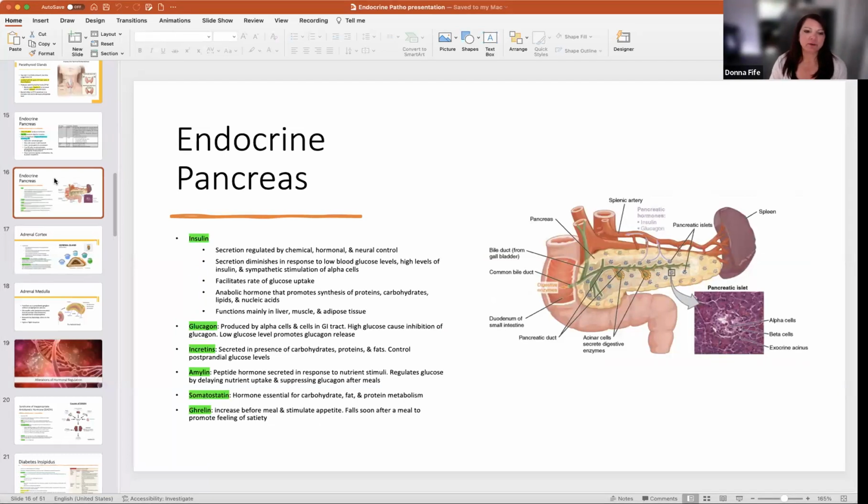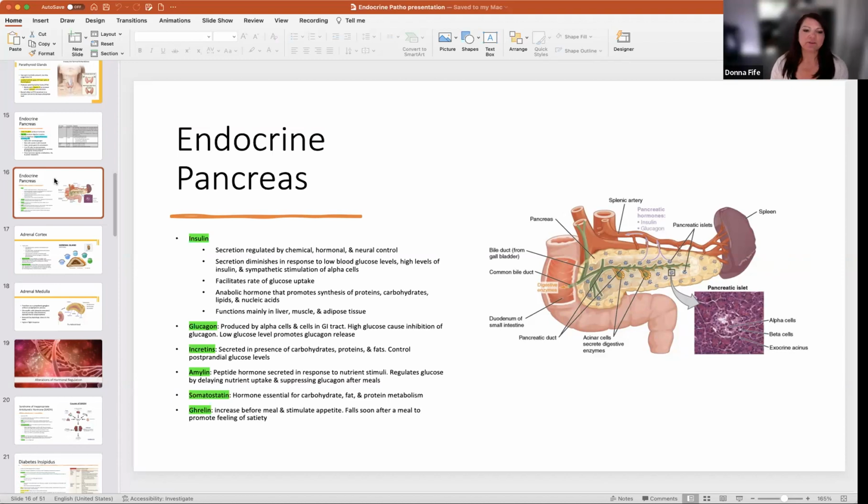Insulin, this secretion is regulated by chemical, hormonal, or neural control. Secretion diminishes in response to low blood glucose levels, high levels of insulin, and sympathetic stimulation of alpha cells. This facilitates the rate of glucose uptake. It is an anabolic hormone that promotes synthesis of proteins, carbohydrates, lipids, and nucleic acids. It functions mainly in the liver, muscle, and the adipose tissue.